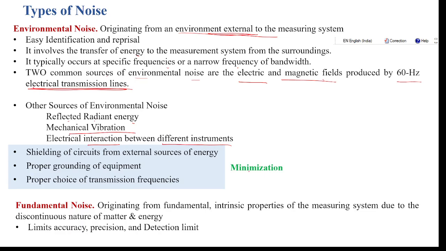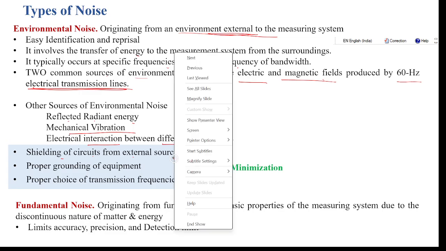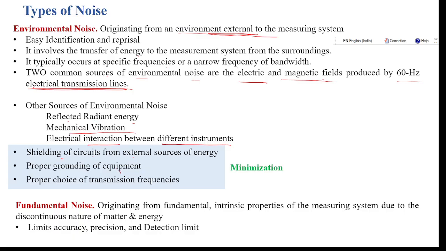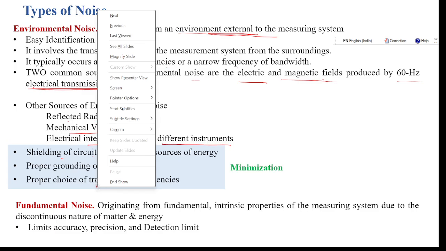So how can we minimize it? Shielding the circuits from external sources of energy, proper grounding of the equipment, and proper choice of the transmission frequency. So these are the ways that we can minimize it.